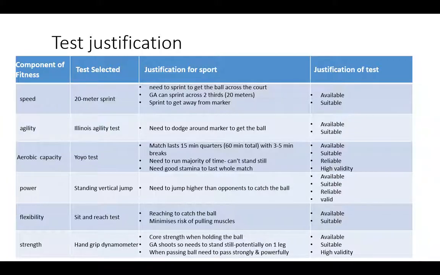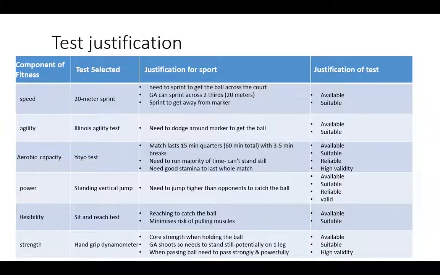To test agility of the client, I used the Illinois agility test. It is important to have good agility to be successful in netball because it requires a lot of dodging around markers to get free of the marker and to get into space to retrieve the netball. There are a wide variety of tests for agility, but I chose this test because it is a good measure of agility needed for netball, because dodging around the cones can be related to what the client does when they dodge around players and opponents while playing netball.